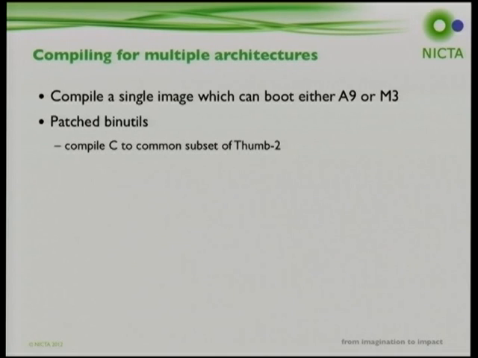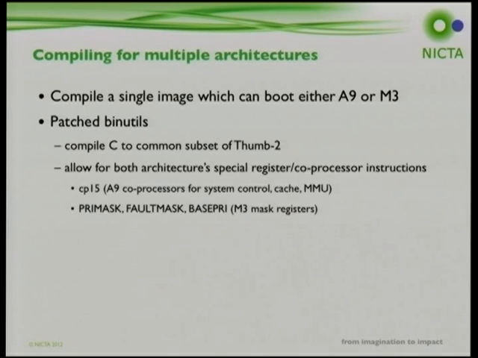However, we also needed to support two sets of architecture-dependent functions, which both used different system ICEs and special registers, such as the CP15 for the A9 and some of the mask registers for the M3. So we needed to be able to compile both of these.